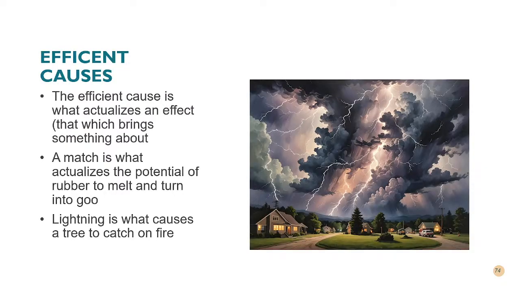Efficient causes. The efficient cause is what actualizes an effect, that which brings something about. A match is what actualizes the potential of rubber to melt and turn into goo. Lightning is what causes a tree to catch on fire. And one of the things about Aquinas' arguments, namely, remember about potentialities, is that it is built into something's nature. So lightning doesn't have the capacity to produce ladybugs or life, but it does have the capacity to catch a tree on fire, and fire itself doesn't have the capacity to freeze or to start singing, but it has the capacity to melt, to also catch things on fire.